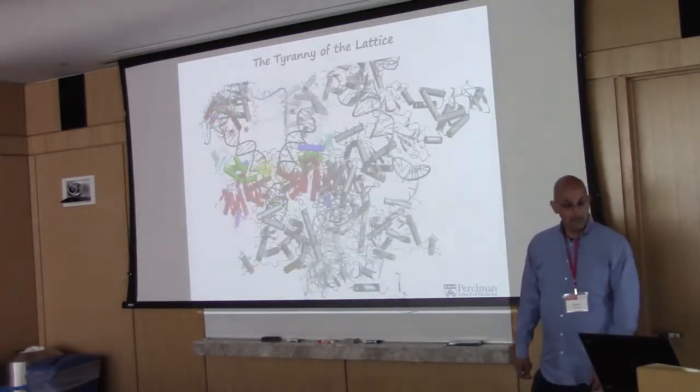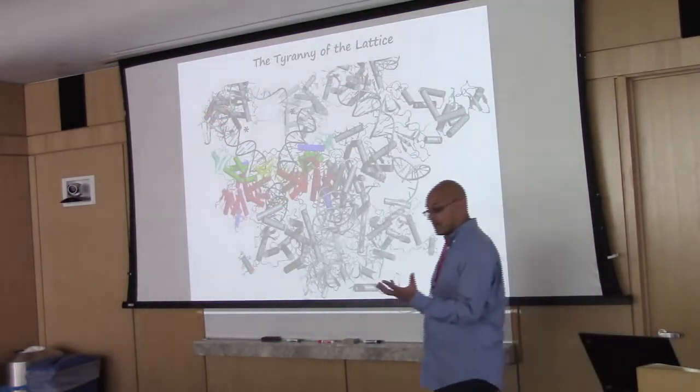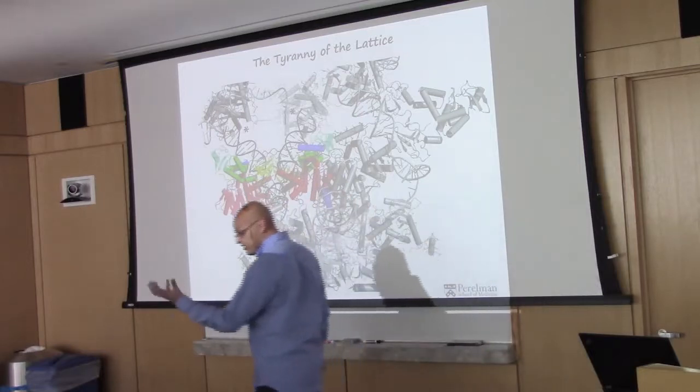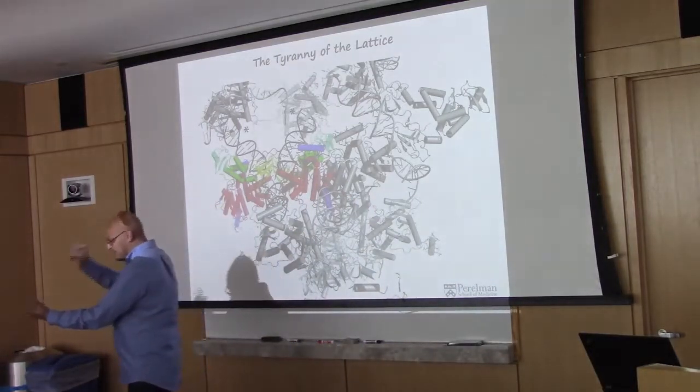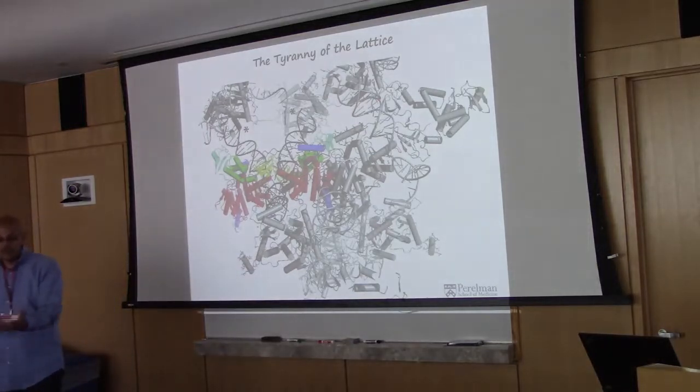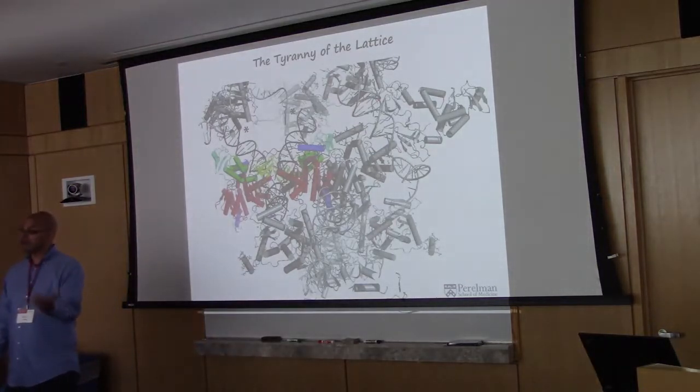All right. So this is the problem I call the tyranny of the lattice. More often than not, crystallographers love to look at crystallographic packing and make inferences and say, that's the dimer, and that's the monomer, and that's the active unit. But we don't really know, because the fish are in the sardine can. We don't know how the fish actually swim in the ocean.